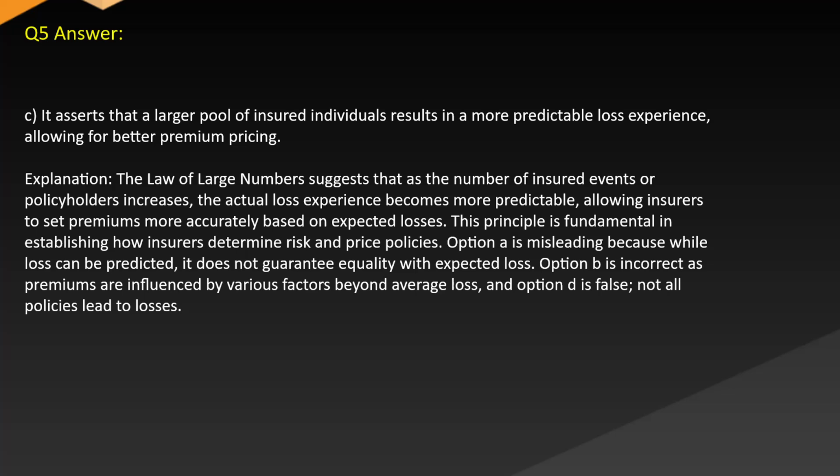Option A is misleading because while loss can be predicted, it does not guarantee equality with expected loss. Option B is incorrect as premiums are influenced by various factors beyond average loss, and Option D is false and not all policies lead to losses.